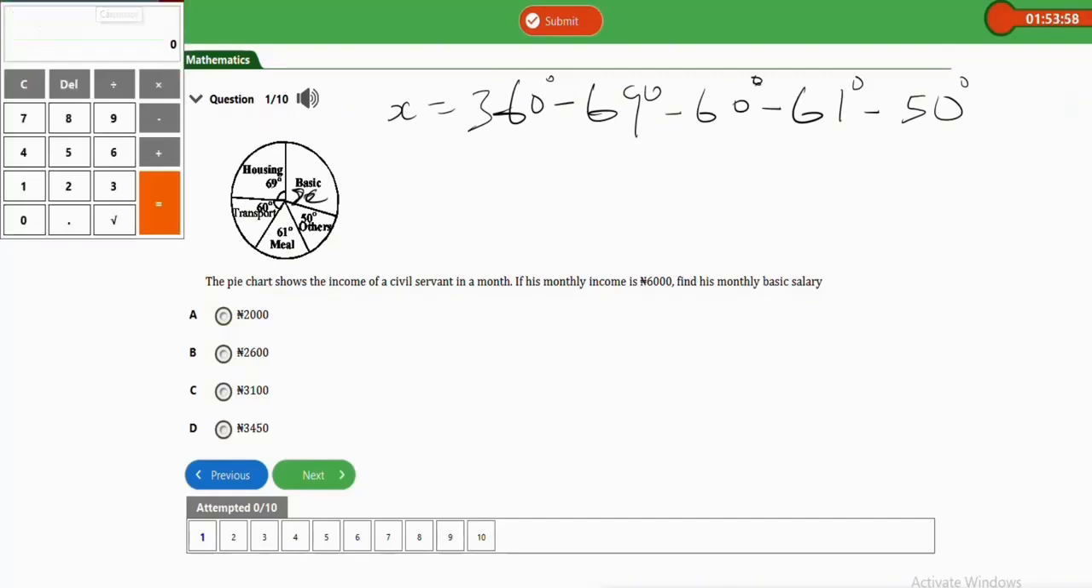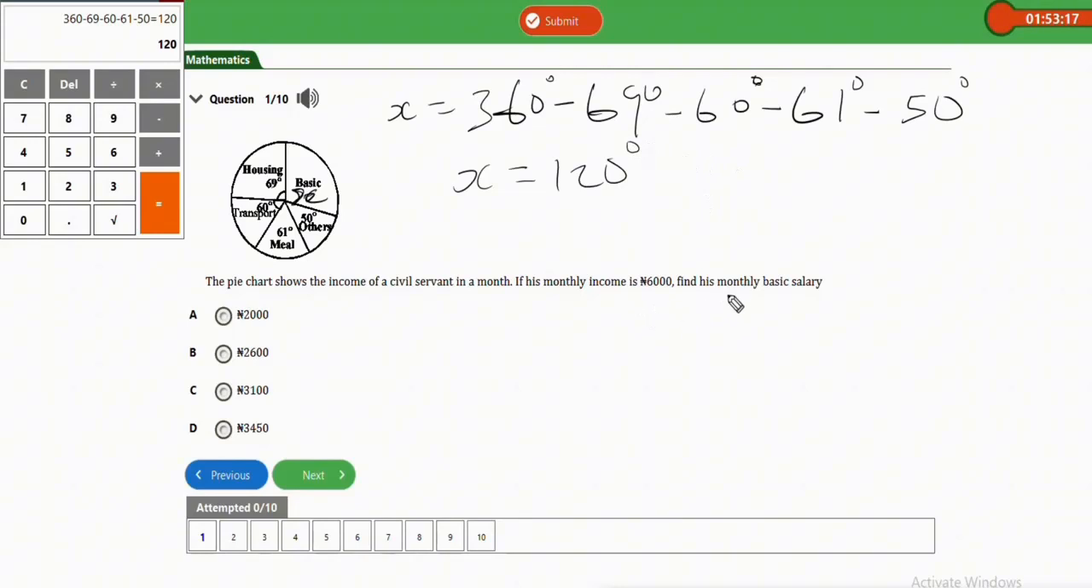This is the JAMB calculator. We have 360 minus 69 minus 60 minus 61 minus 50. So we have the output to be 120 degrees. This is the procedure you follow to get your unknown degree for a part of the pie chart. So we have the degree of the basic salary x to be 120 degrees.